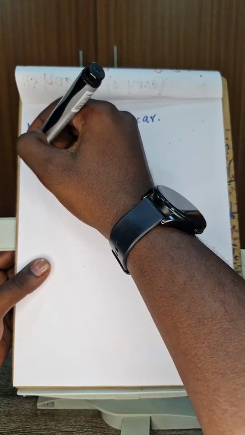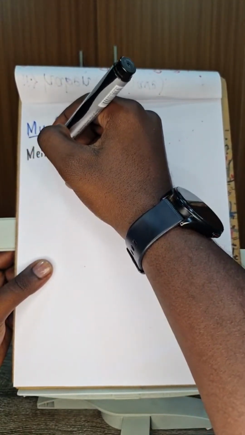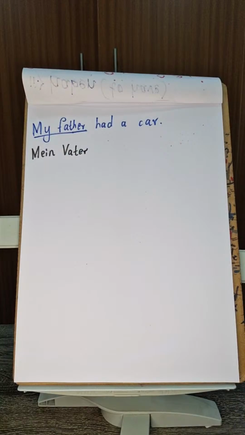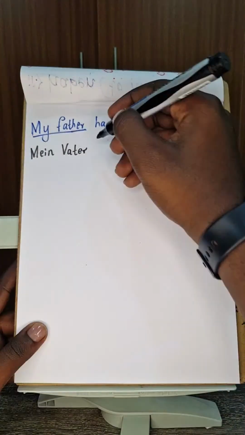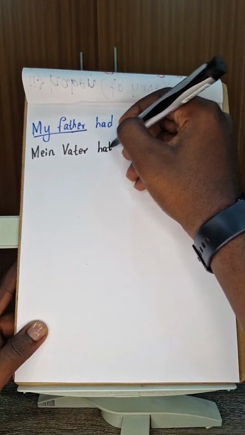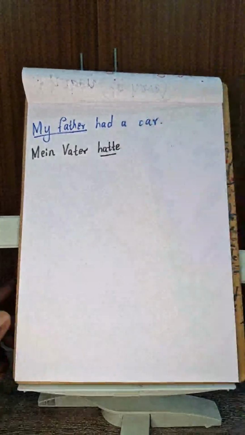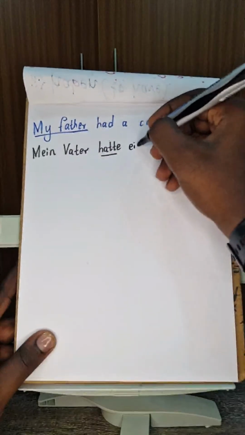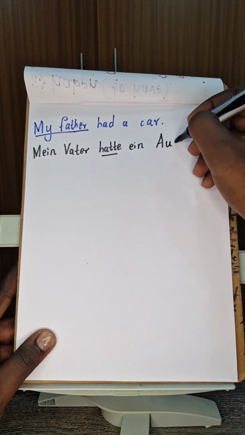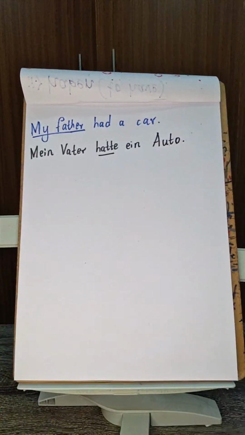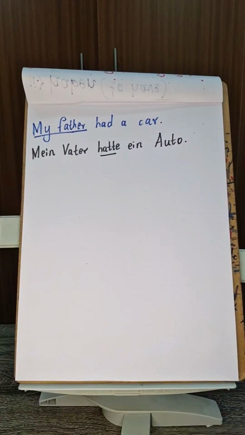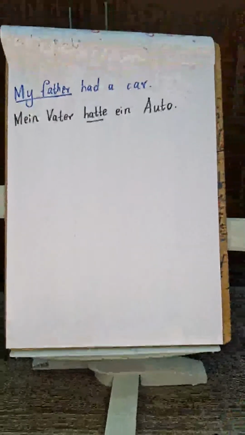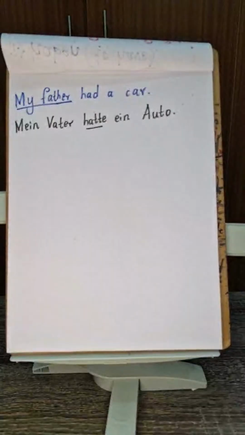So my answer would now become, mein Vater, and then had, which is now hatte, okay? Mein Vater hatte a car, which is ein Auto. Mein Vater hatte ein Auto. My father had a car. All right. So you conjugate depending on the subject provided in that sentence.